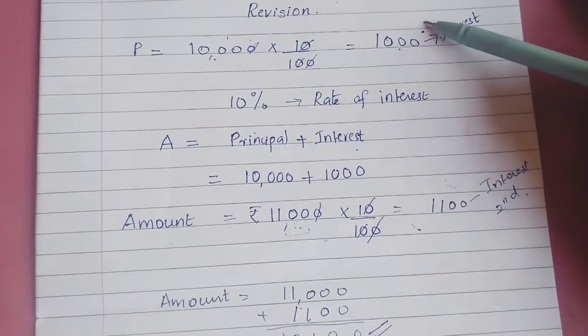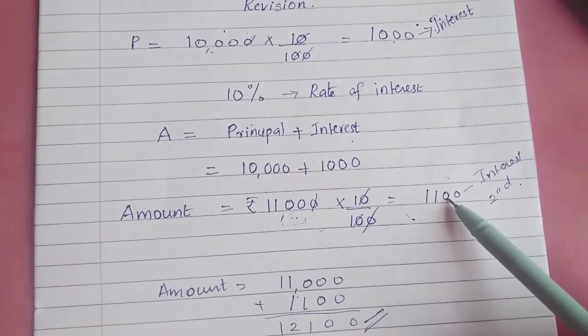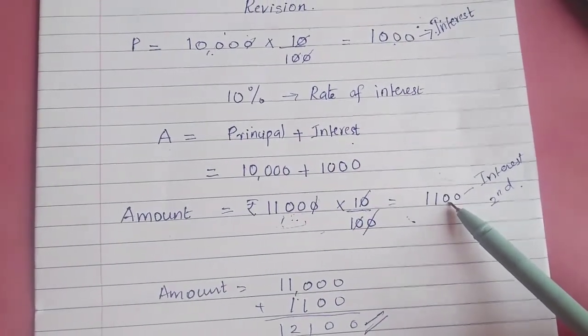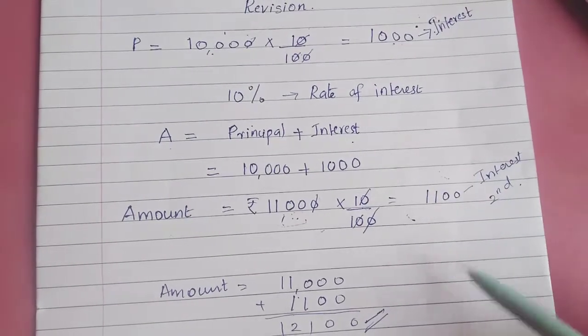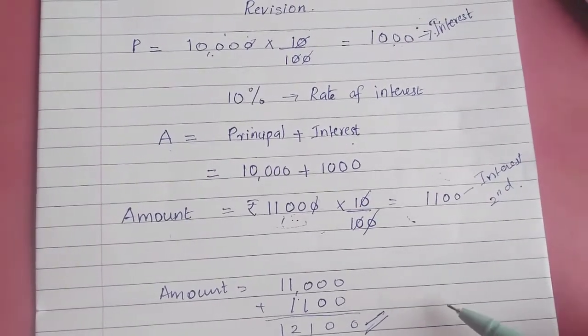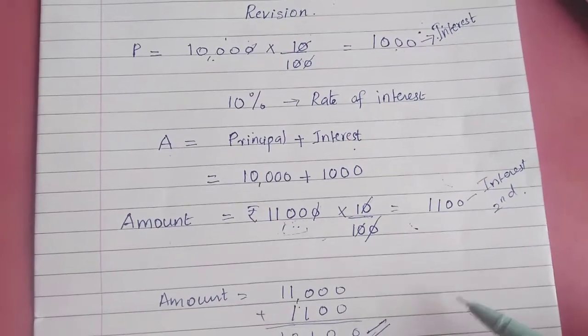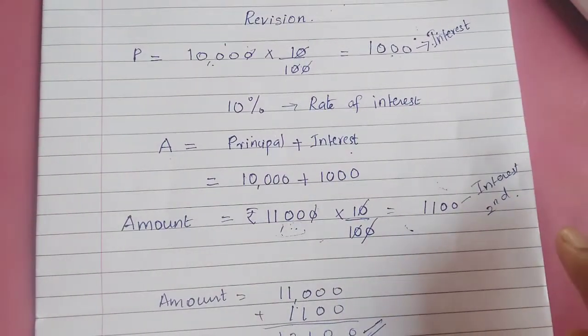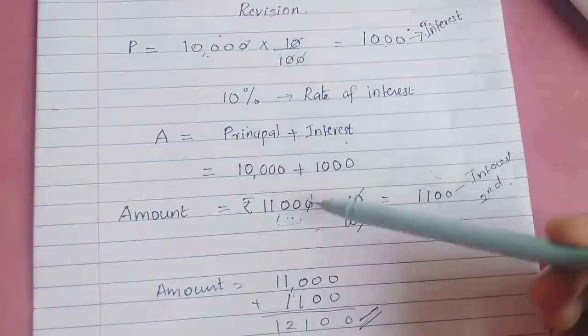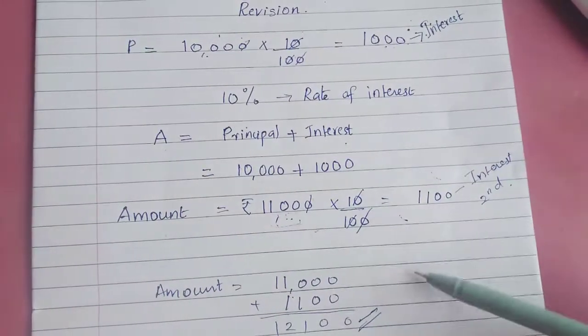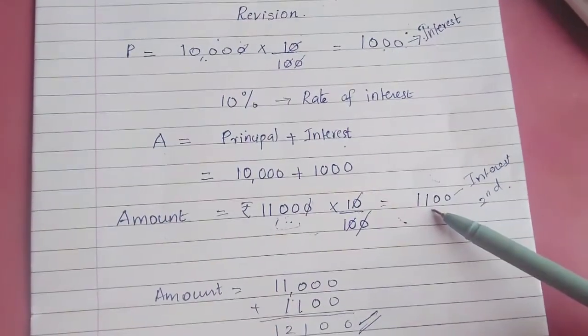First year you were getting 1,000, second year it increased by 100 rupees, you are getting 1,100, isn't it? So it doesn't remain the same, so that is called what? Compound interest. I hope the meaning of compound interest is clear to you. So on the amount it is always calculated, so the interest keeps on changing.